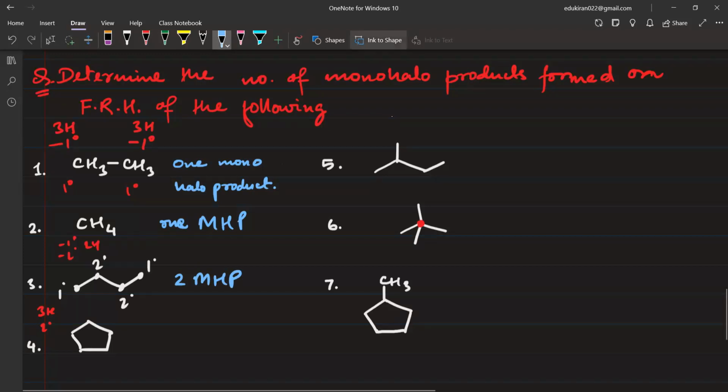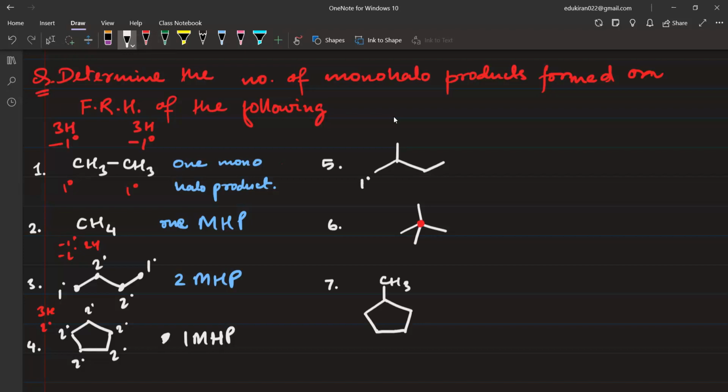If I look at the fourth one, all the carbon atoms are same. All of these are 2 degree. This is also 2 degree. This is also 2 degree. This is also 2 degree. All of them have 2 hydrogens and are further attached with 2 degree carbons. So all of these are same, and there will be only one MHP because all of them are same. One mono-halo product.